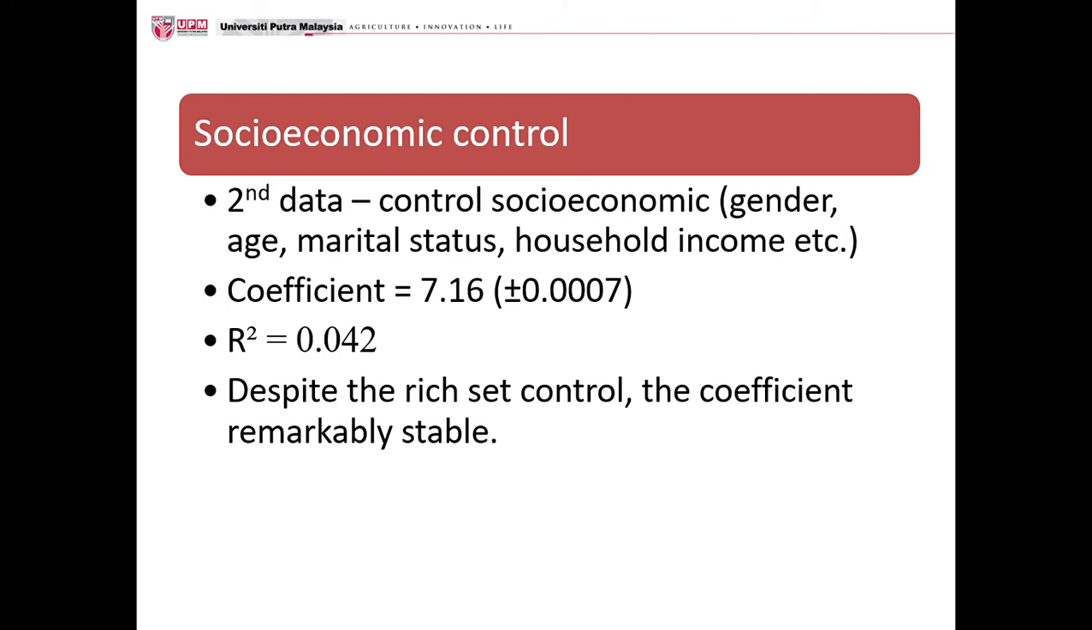So the next is the socio-economic control, which is for the second, third, and fourth data. For the second data, we control the socio-economic factors, such as gender, age, marital status, household income, and many more. The coefficient value is 7.16, which is only 0.07 less than the first data, and the R square value is 0.042, which is essentially the same as the first data. So despite the rich set of socioeconomic controls, the coefficient is remarkably stable. So we can say that the socioeconomic factors do not have that great an impact on the support for redistribution.